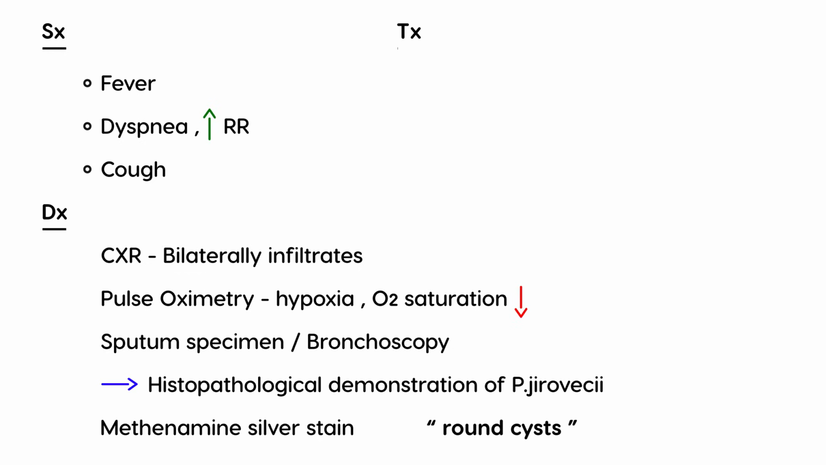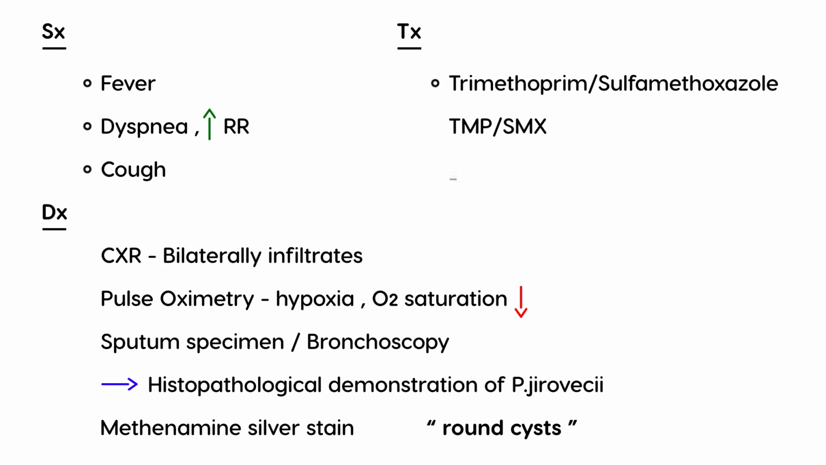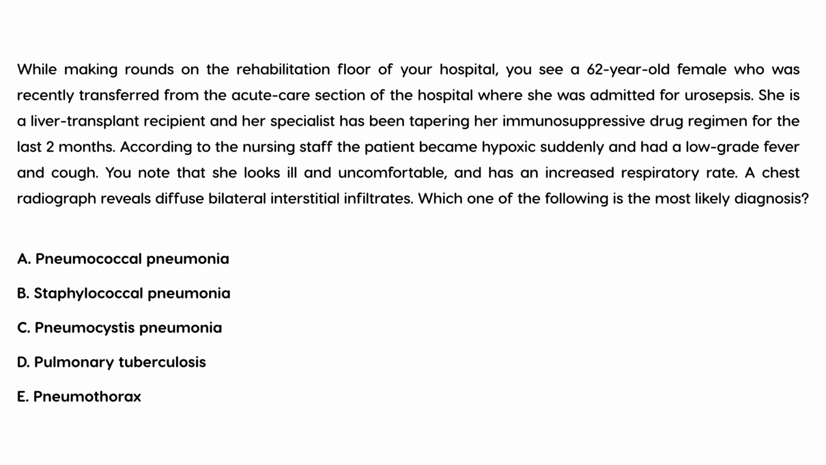In terms of treatment, the most common treatment is trimethoprim-sulfamethoxazole, and this is sometimes abbreviated TMP-SMX, and this is given either IV or PO. So now let's take a look at a couple of vignettes here.